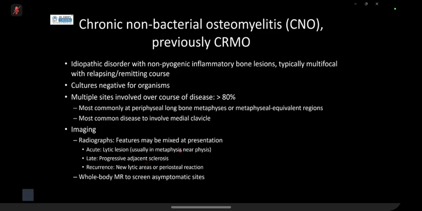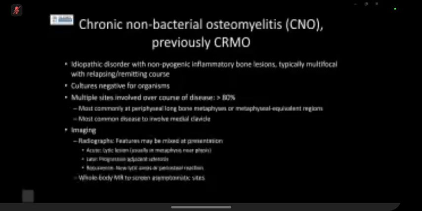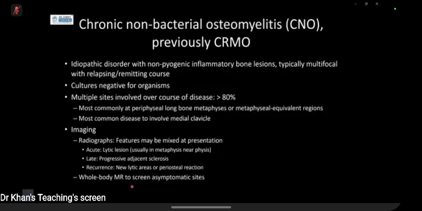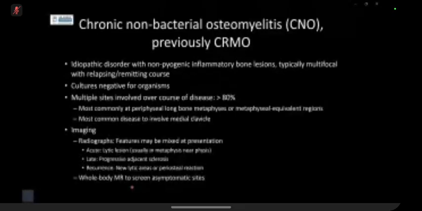And of course, like anything, when it's acute, it can be lytic, and then later as it starts to heal, you get adjacent sclerosis, and of course, if it comes back again, you can have new lytic areas. So it's a waxing, waning course of disease, and you use a whole body MR to screen. If you've got multifocal disease, then it's more likely to be CRMO. But of course, you need to think about things like metastases, because if you've got a primary cancer, you correlate with clinical history, any weight loss, any systemic symptoms, the blood markers. Sometimes you even do an abdominal ultrasound just to screen for things like Wilms tumor, neuroblastoma, and so on, and a blood film to make sure there's no evidence of leukemia. Okay.